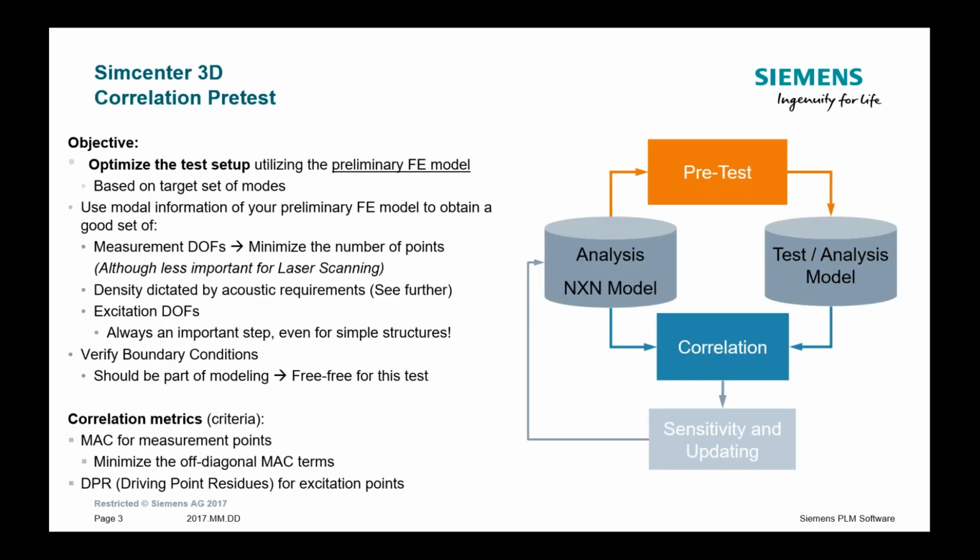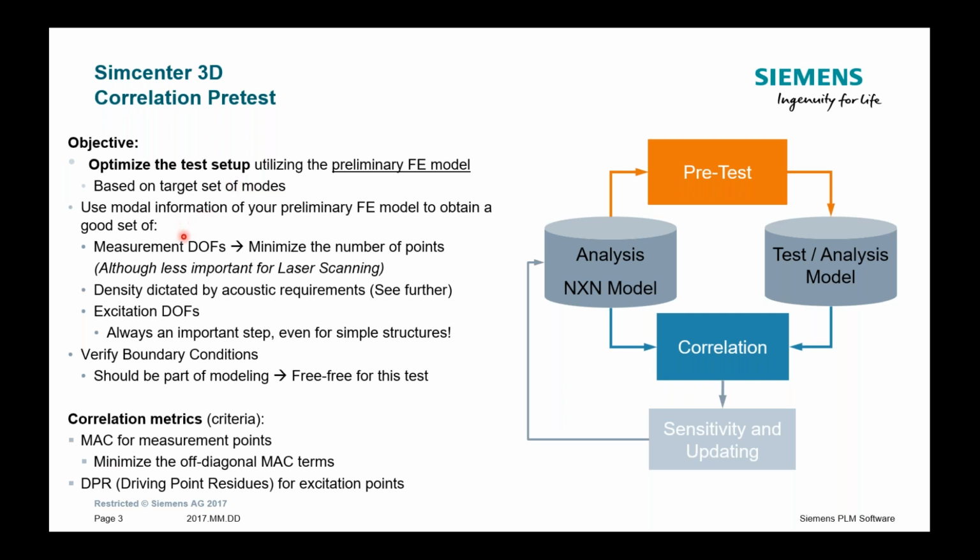And I'll go into a little bit more detail, not too much, of each of those components. So like the pre-test analysis, and you see the schematic over here, we use the preliminary uncorrelated model, and we use that to set up a pre-test. It's the best guess at that point, where we can use that finite element model to help design a test setup. And then we can feed that into a test database and eventually produce results that we can use to do a correlation. So the objective of a pre-test is to optimize the test setup.